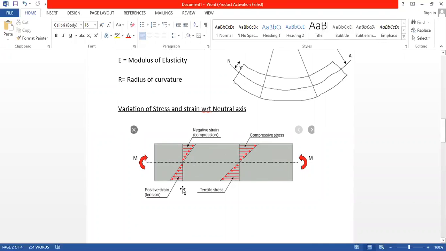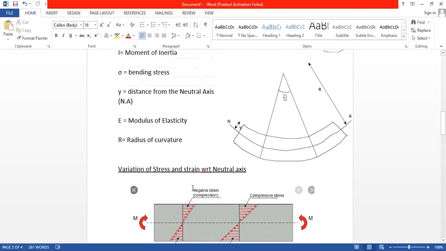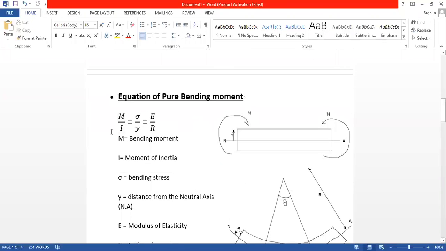Okay, and the variation is always linear. This should also be kept in mind. So we know what M is, and what I is for a rectangular section: the moment of inertia, which is bd cubed by 12. For different sections, the moment of inertia is different. Sigma is the permissible stress or the bending stress. Y is the distance of different fibers or different levels of the beam with respect to the neutral axis.